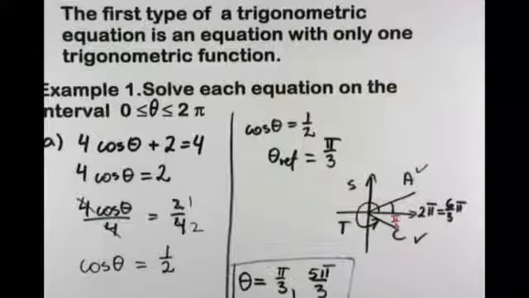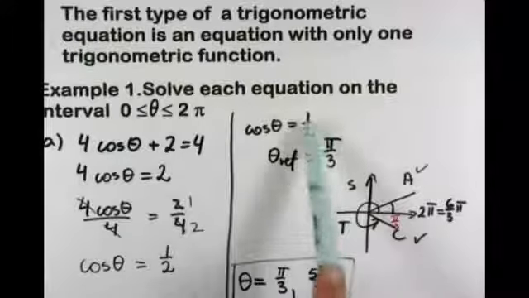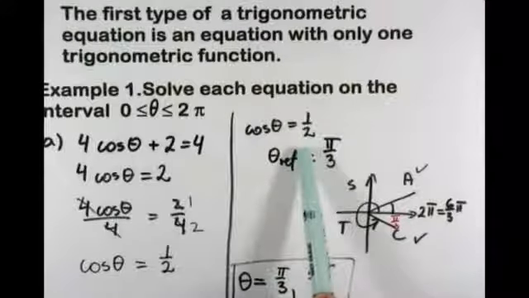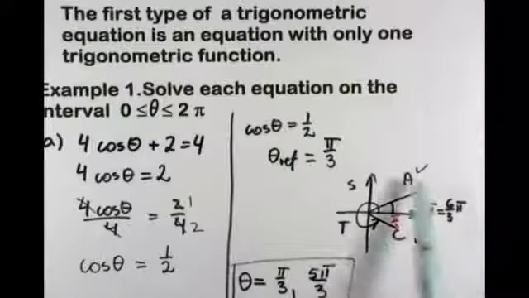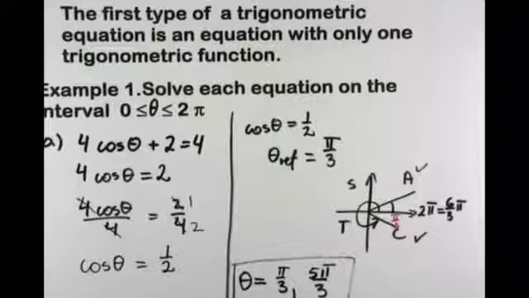Okay, so the procedure is: first solve for cos for your function, then find the reference angle from the chart. Don't worry about minuses if you have any. Then use the quadrants, add sugar to coffee, check where your cos or sine is positive or negative, and complete the final answer.